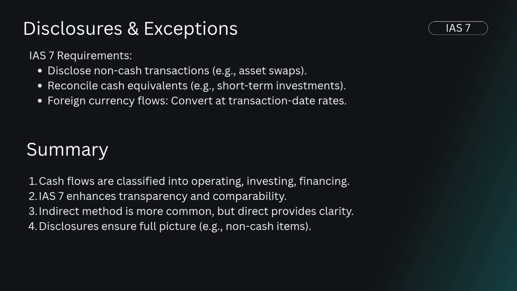Summary of today's topic. 1. Cash flows are classified into operating, investing, and financing. 2. IAS 7 enhances transparency and comparability. 3. The indirect method is more common, but the direct method provides clarity. 4. Disclosures ensure a full picture.